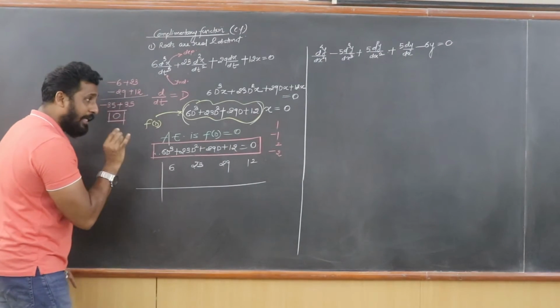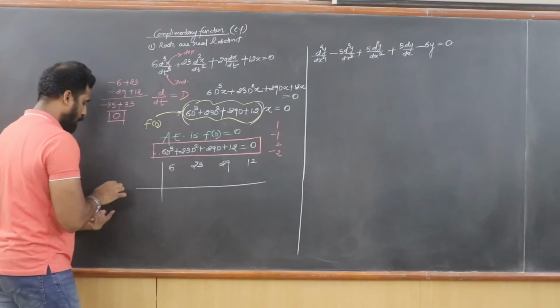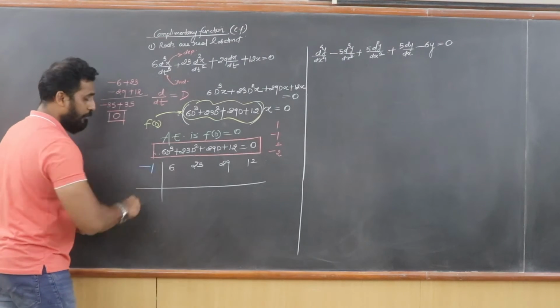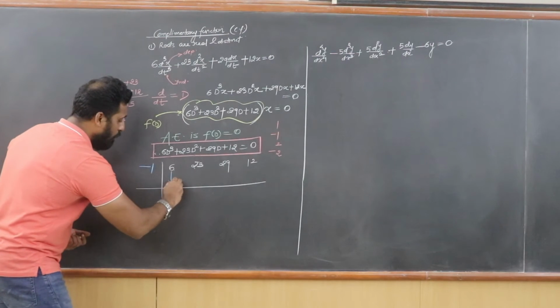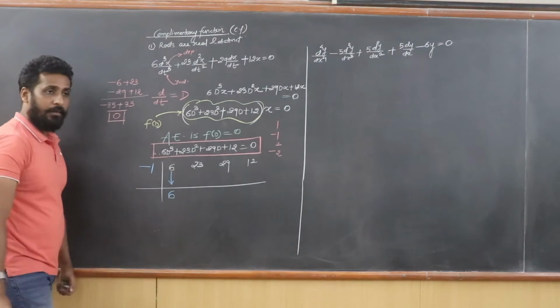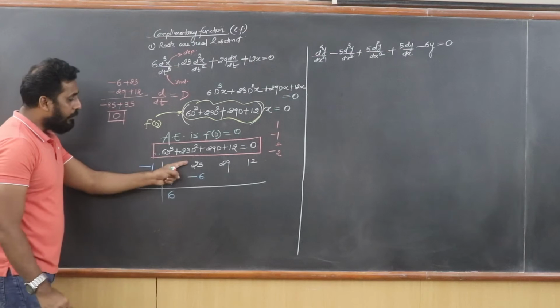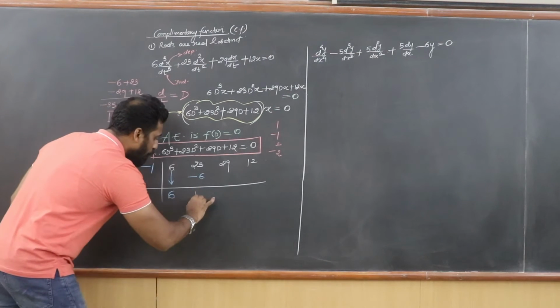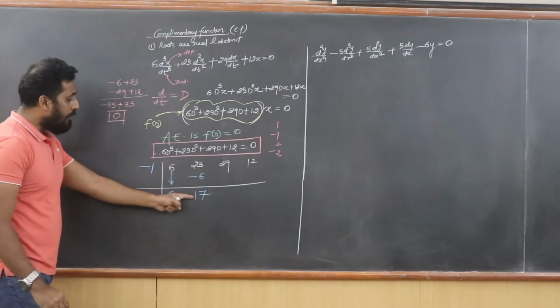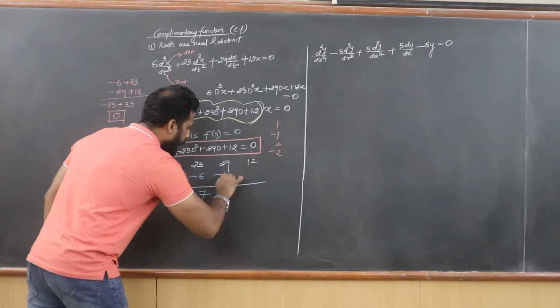So I said minus 1 is one of the roots. So I'm going to write minus 1 here. 6 comes down as it is. I write 6 here. 6 into minus 1, it is minus 6. 23 and minus 6 will give me 17. 17 into minus 1, I get minus 17.